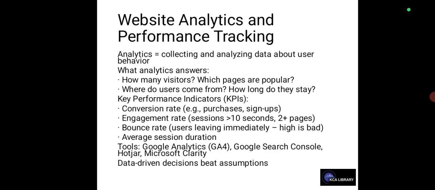Then engagement rate too, are sessions less than 10 seconds or so. Then you talk about bounce rate, that is, check for users that leave immediately after clicking, and if it is high, that's very bad. Okay, then at the end of the day you check for average session duration. The tools you can use for website analytics include Google Analytics, GA4, Google Search Console, and Hotjar.